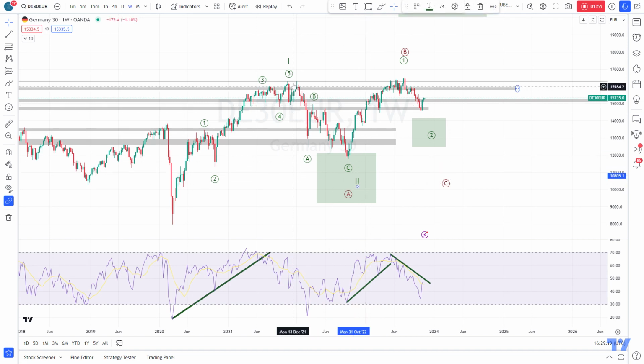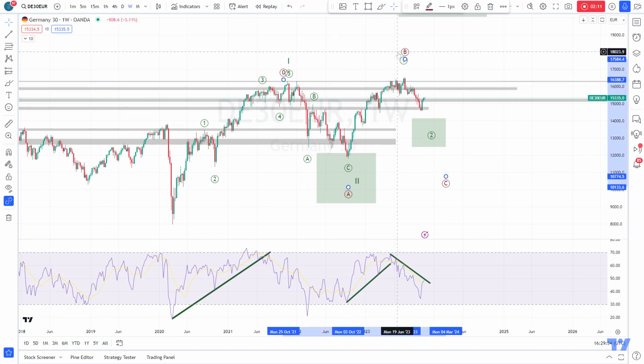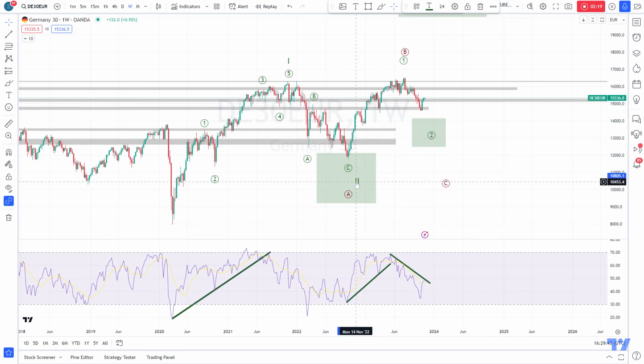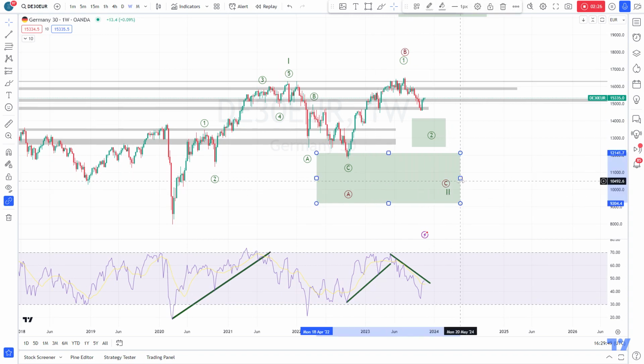So what could happen is that from here we are actually doing an expanded flat structure. So then we come down here in 3, 1, 2, 3 as our wave A. Then this structure up is a corrective wave B, as indicated here in red. And then from here, an impulse to the downside can start taking out this low, and then we should make our wave 2 somewhere right here deeper into this area.